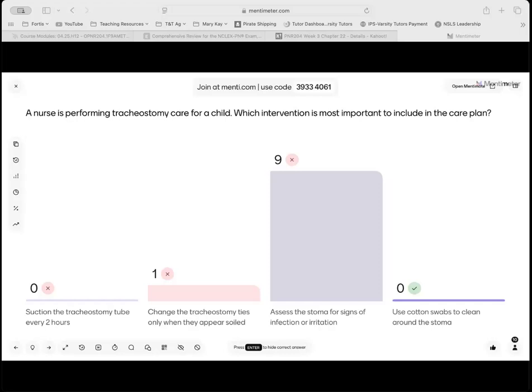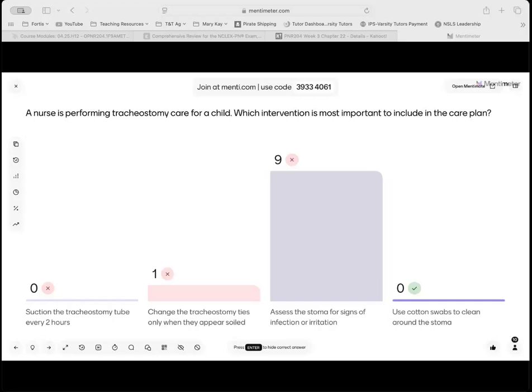So this one was a tricky one. We have lots of good options, but we're looking for the best option. So when you see that word best or most, you want to think, if I eliminate this, if I don't do this, I can 100% guarantee something bad is going to happen. So we know that we don't necessarily have to suction every 2 hours. We only suction when it's needed or indicated.